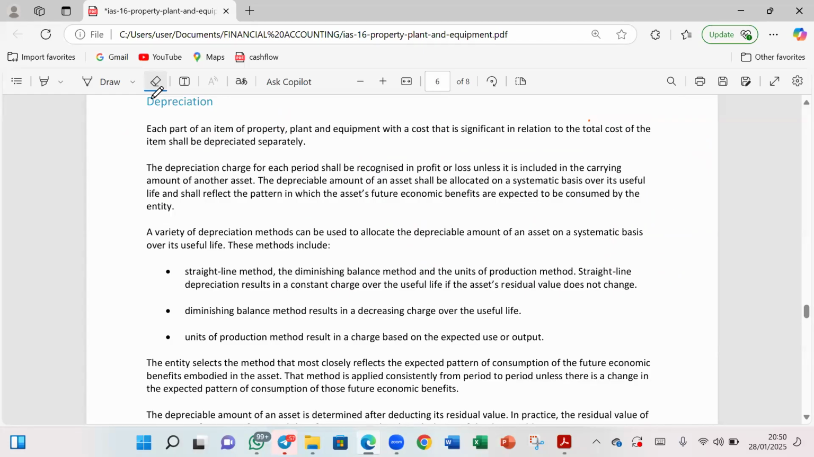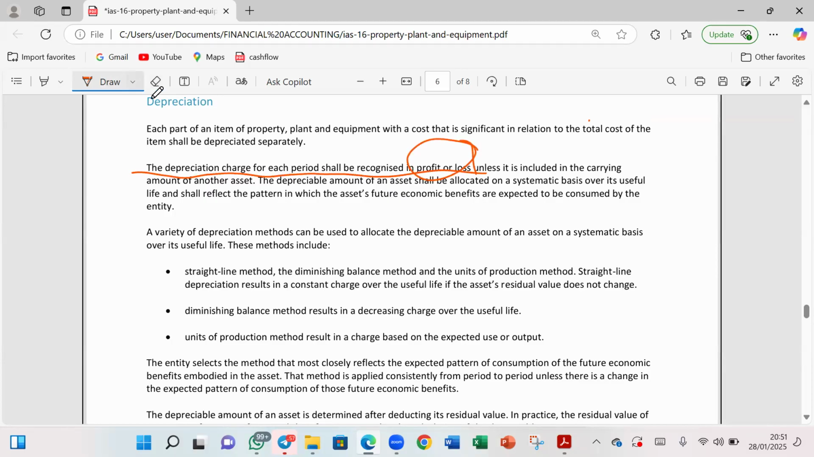Now, depreciation charge for each period shall be recognized in the profit and loss. This one is very, very important. Underline this one and put a note somewhere. Depreciation charge for each period shall be recognized in the P&L, profit and loss. Meaning it will be an expense to the company. So if you recognize the depreciation in P&L, it means you are recognizing it as an expense.